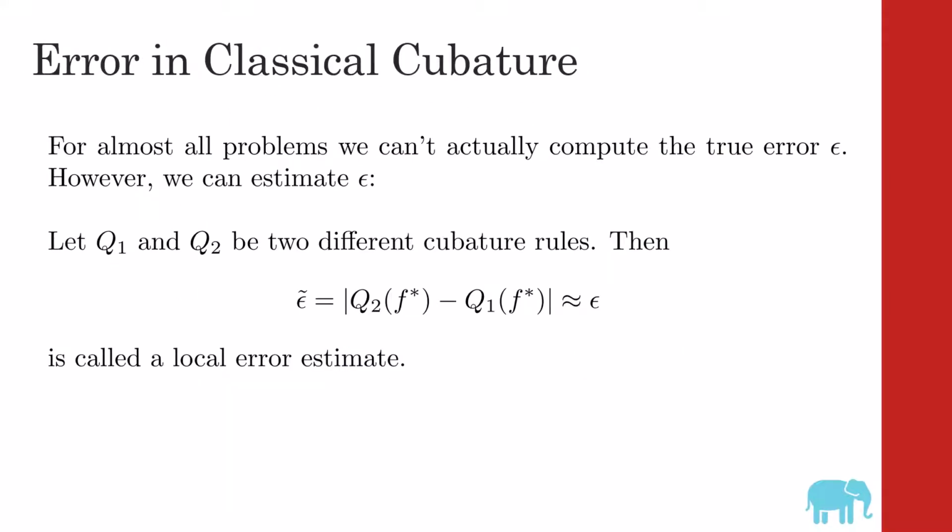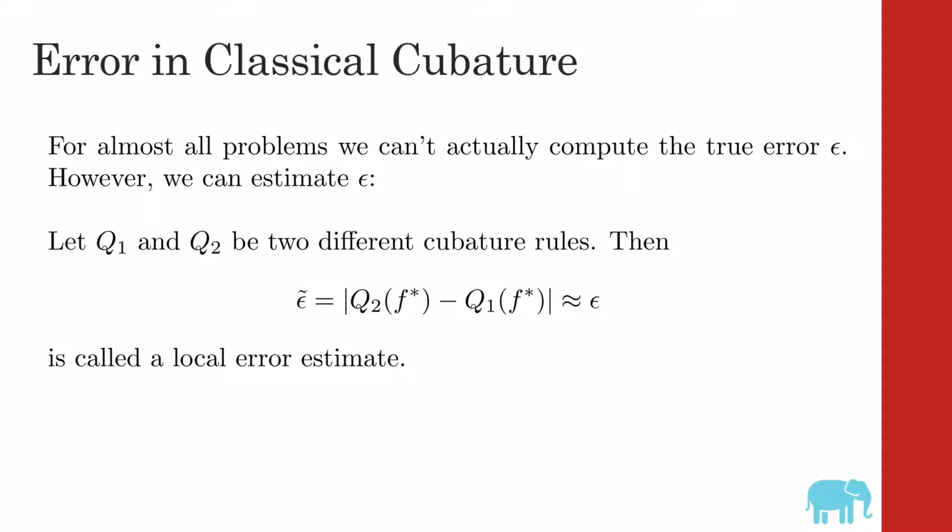Okay, so errors in classical cubature. I wrote before about the true error, which is the absolute difference between the true integral and its numerical approximation, the cubature rule. However, we can't actually compute it. We can, however, estimate it, and there are a number of ways of doing this. One, which is pertinent to this talk, is called local error estimates. A local error estimate is the absolute difference between two cubature rules.